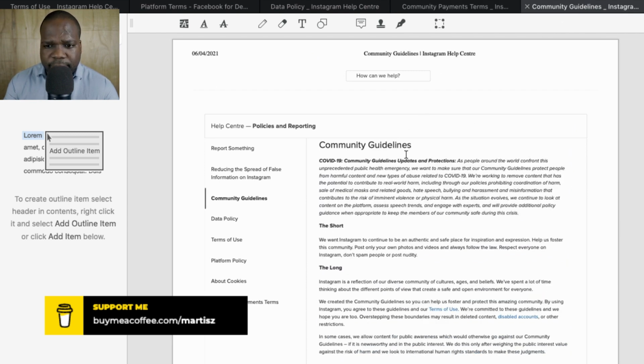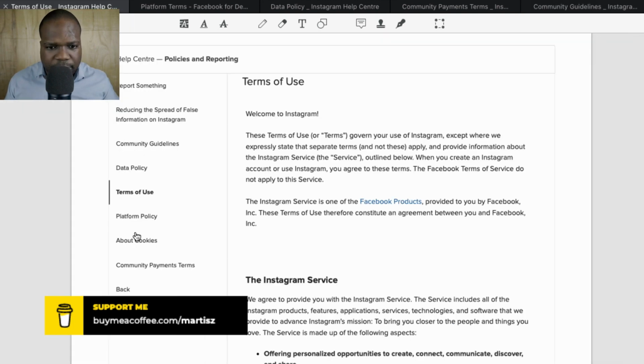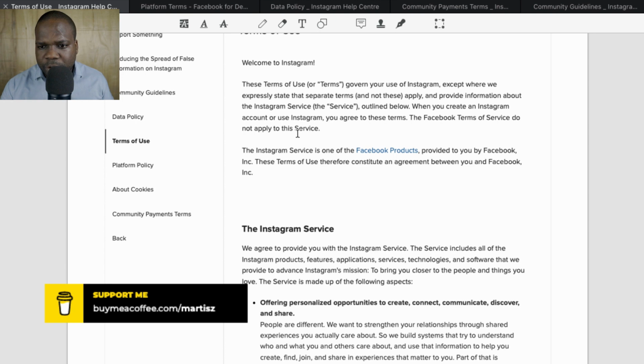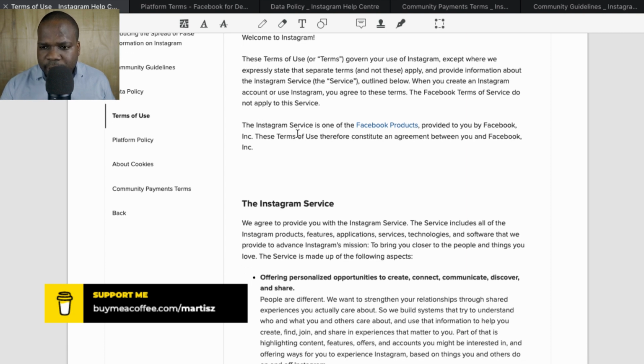And here you see again, community guidelines. So if you see here, we have terms of use, and it says welcome to Instagram. These terms govern your use of the platform except where expressly stated that separate terms and not these apply, and provide information about the Instagram services. So when you create an Instagram account or use Instagram, you agree to these terms. Facebook terms do not apply to the services.